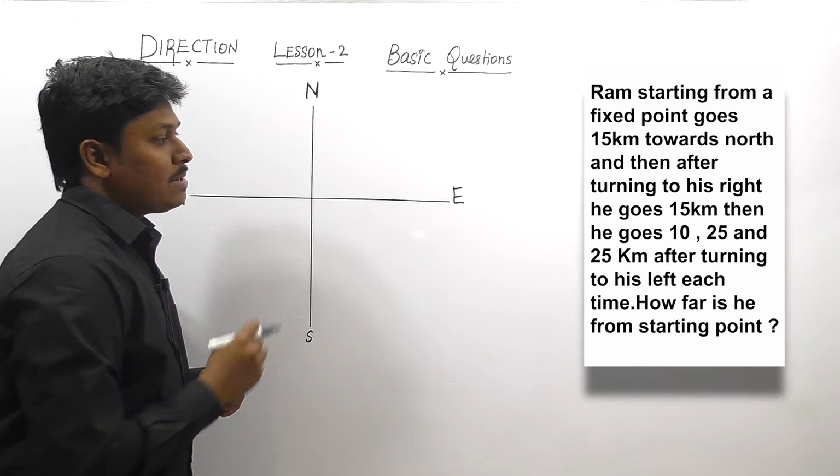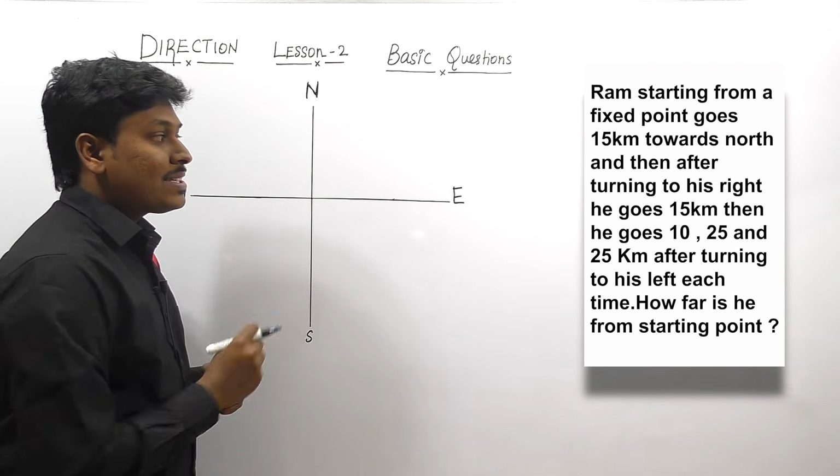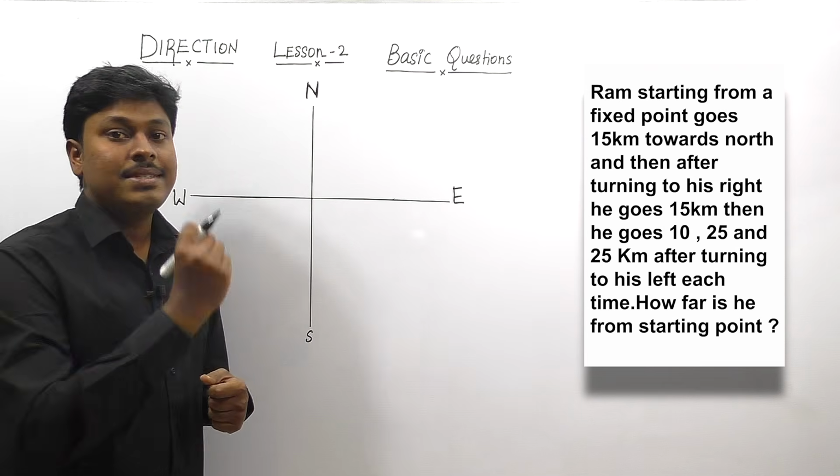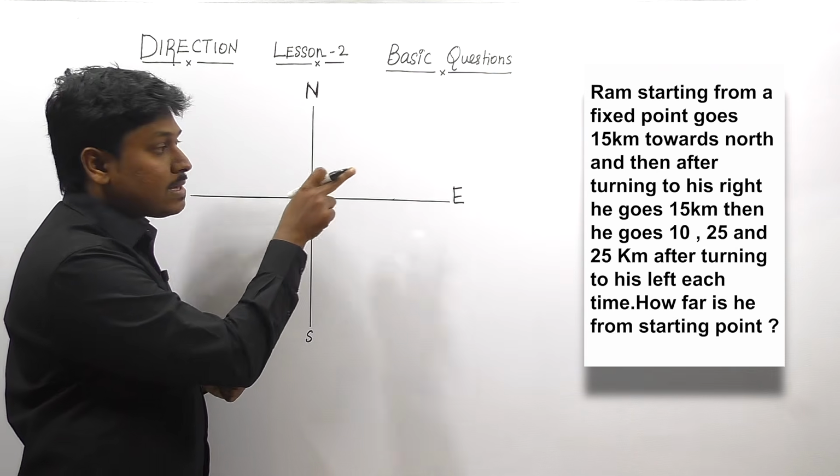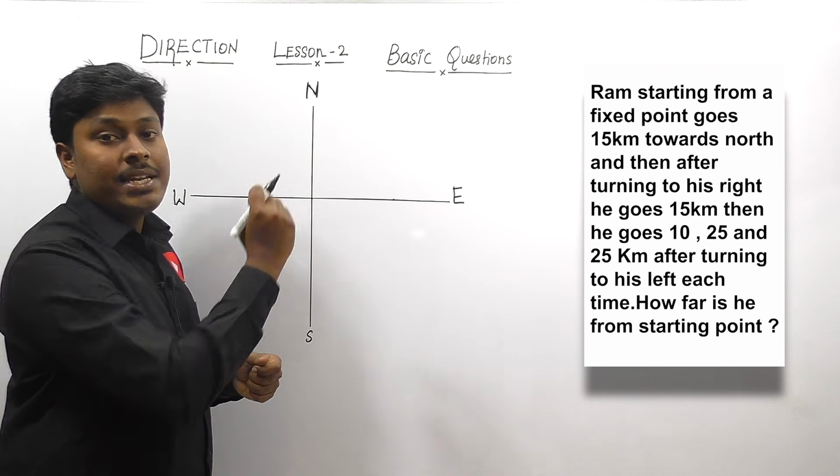Let me move on to question number 6. A Ram starting from a fixed point goes 15 km towards north. So friends, we know that this is called the fixed point. From this fixed point, there is a person Ram who is covering 15 km towards north.